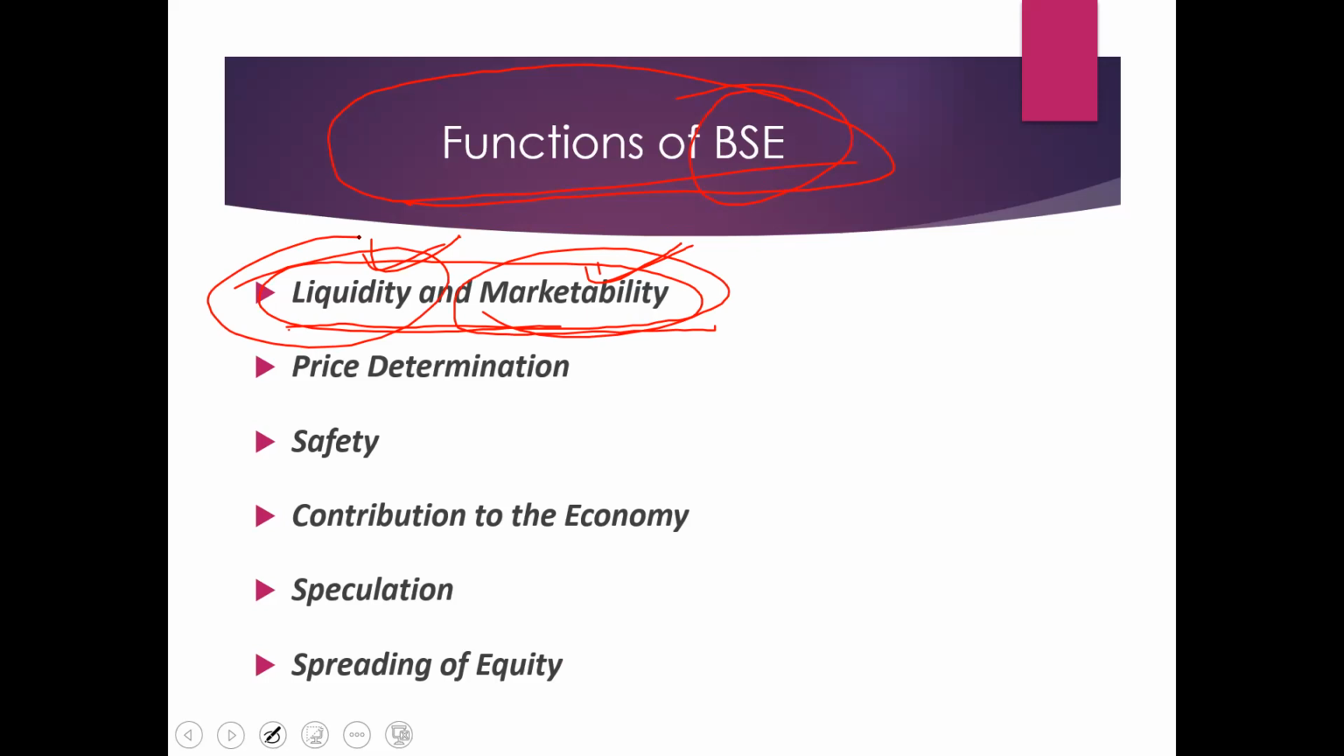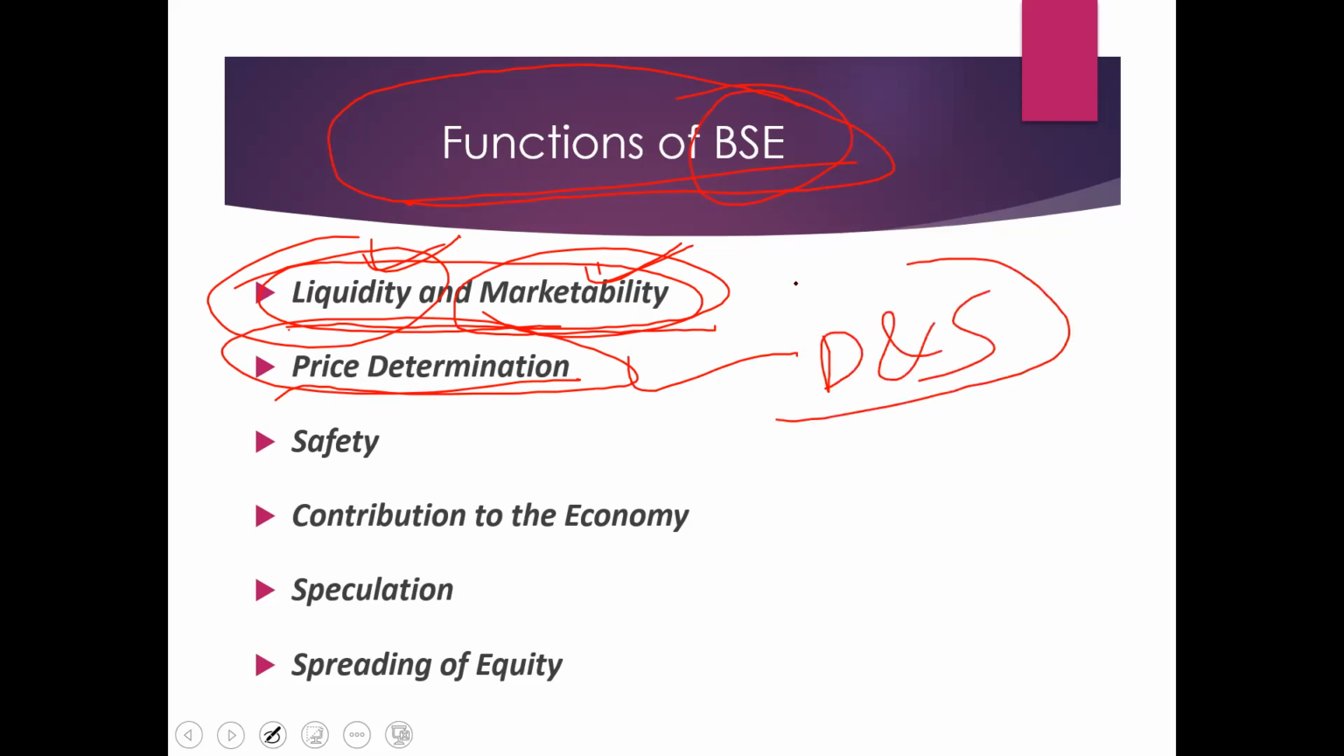Then, what is price determination? That I told. Price determination: demand and supply forces decide the price of a security. Remember, demand factors and supply factors of a security decide its price. In a secondary market, the only way to determine the price of securities is the rule of supply and demand. Remember, a stock exchange enables this process via constant valuation of all the securities.